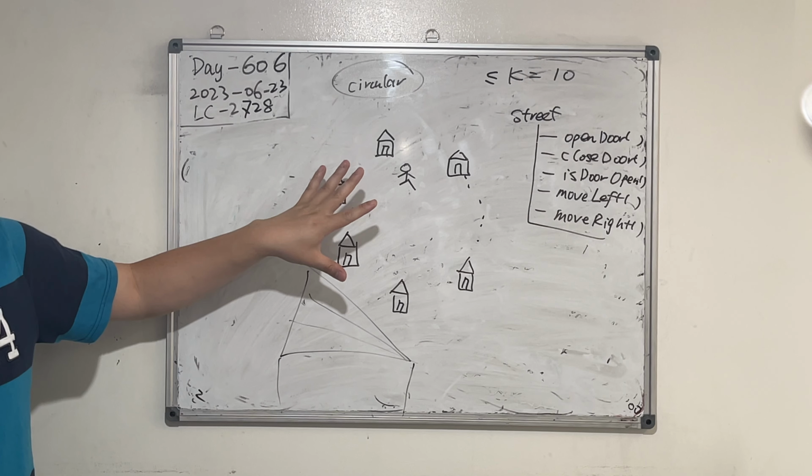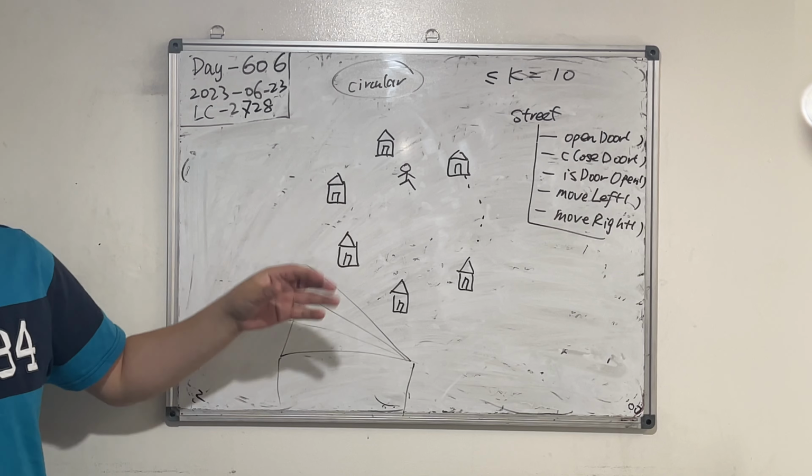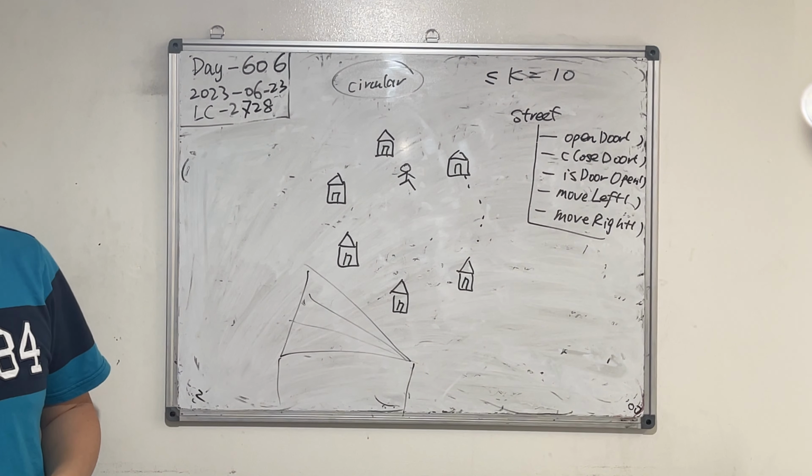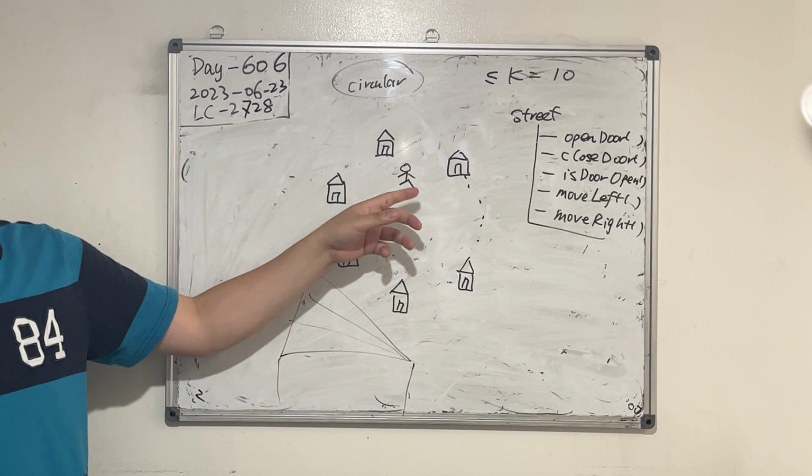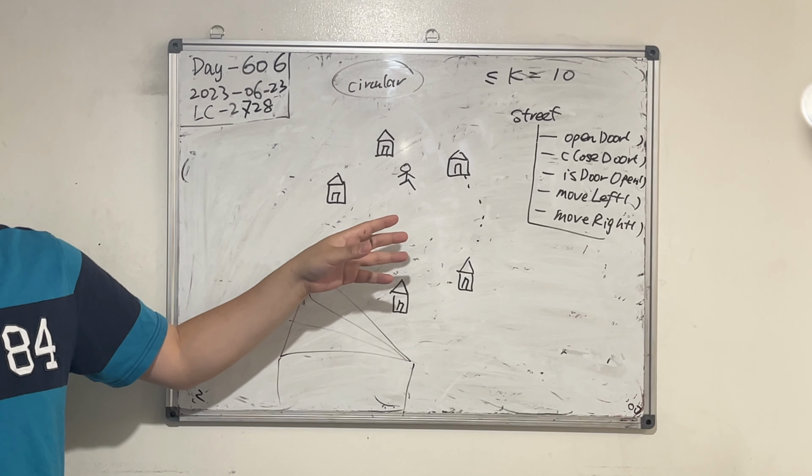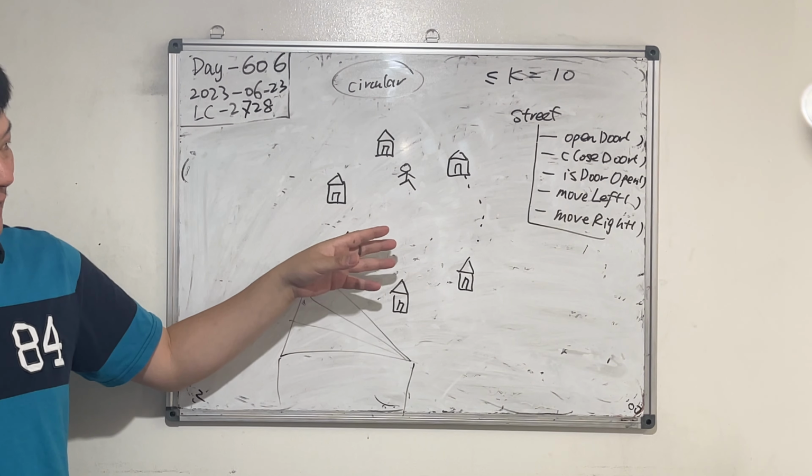Check if it's open, then close it? Or just close it anyway. If it's open, we close it, or we can just close it anyway. Is it possible to close a closed door? Yes, it stays closed.